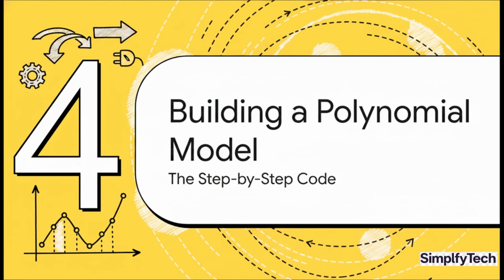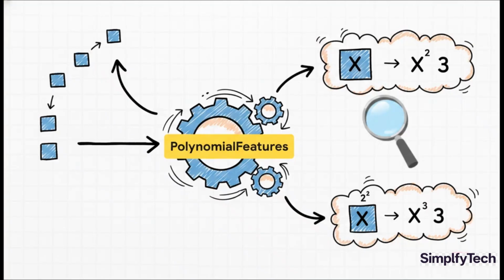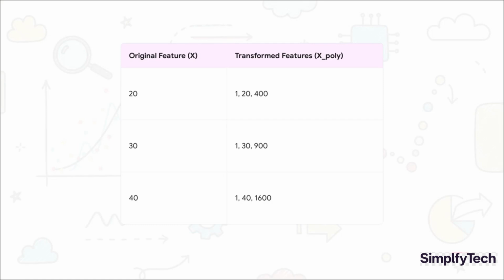Okay, so theory is great, but how do we actually pull this off in scikit-learn? Well, it turns out to be a surprisingly straightforward two-step dance. Step 1 involves this special tool from scikit-learn's pre-processing library. It's called PolynomialFeatures, and its entire job, its whole purpose in life, is to take our original data and automatically create those new powered-up features for us. It does all the math so we don't have to. And you can see that transformation right here in this table.